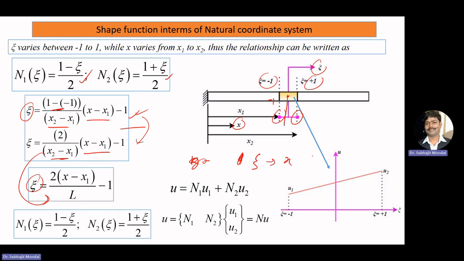There you will observe we are basically doing dx by dxi, which is our Jacobian J. So you will observe there is a role of the Jacobian in deriving the stiffness matrix from our natural coordinate system to have our real valued stiffness matrix. Now here this is our correlation.